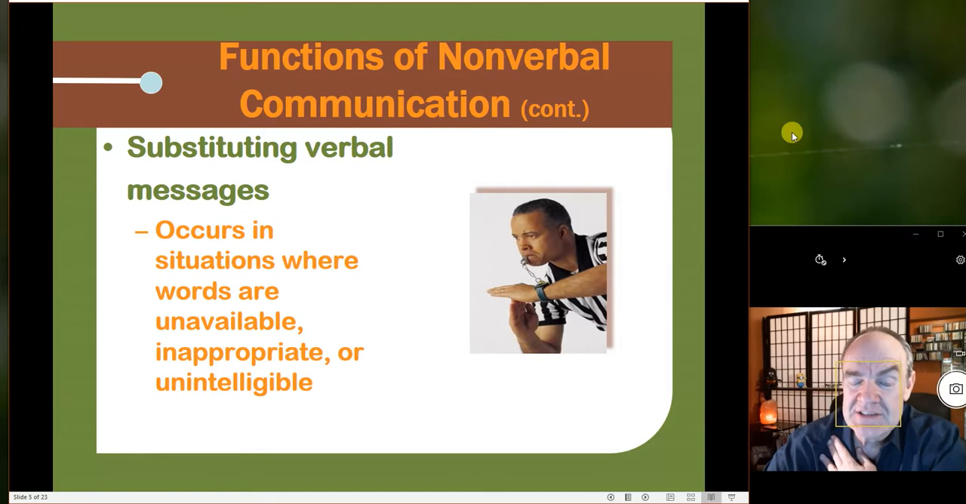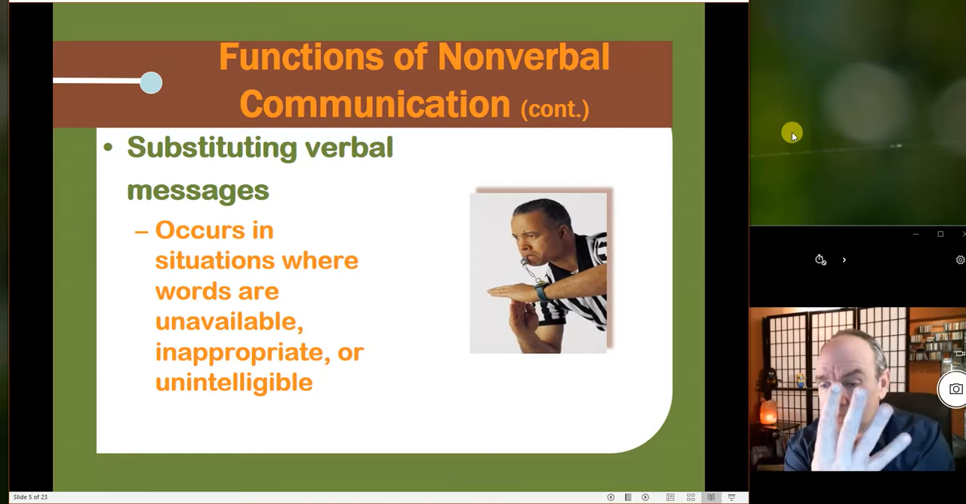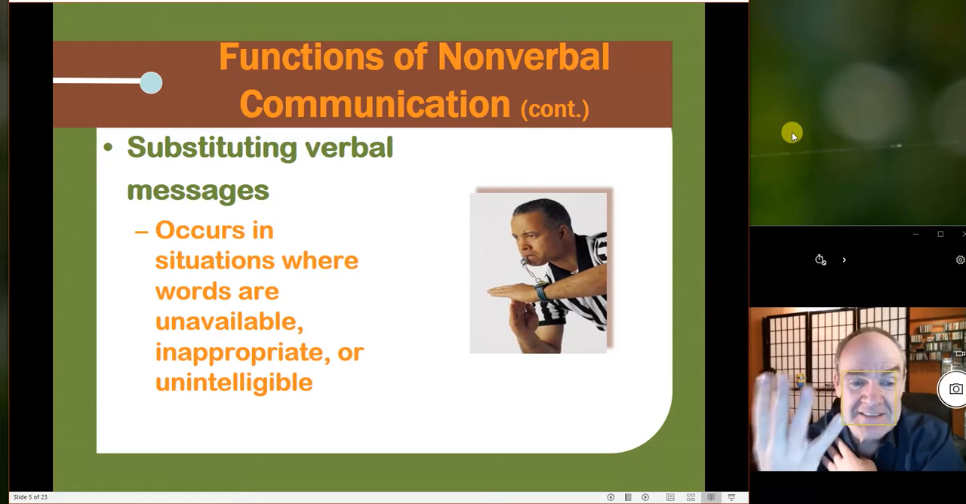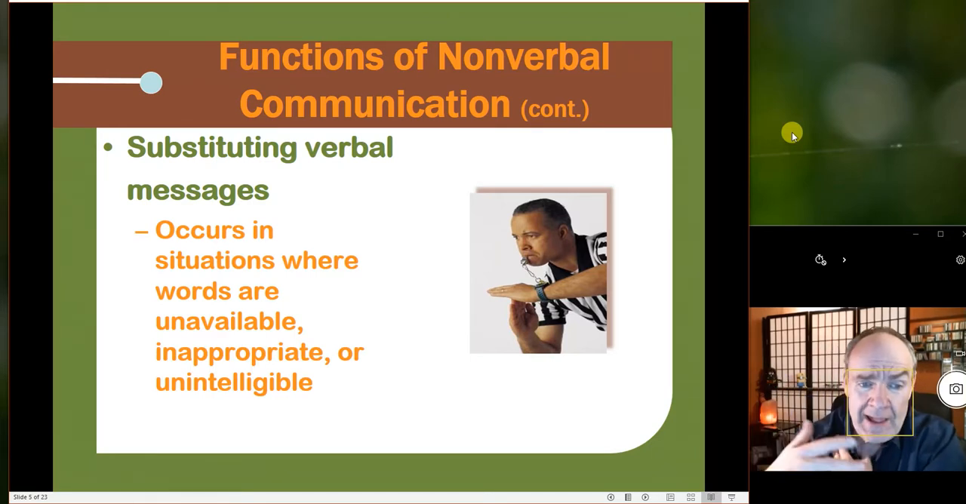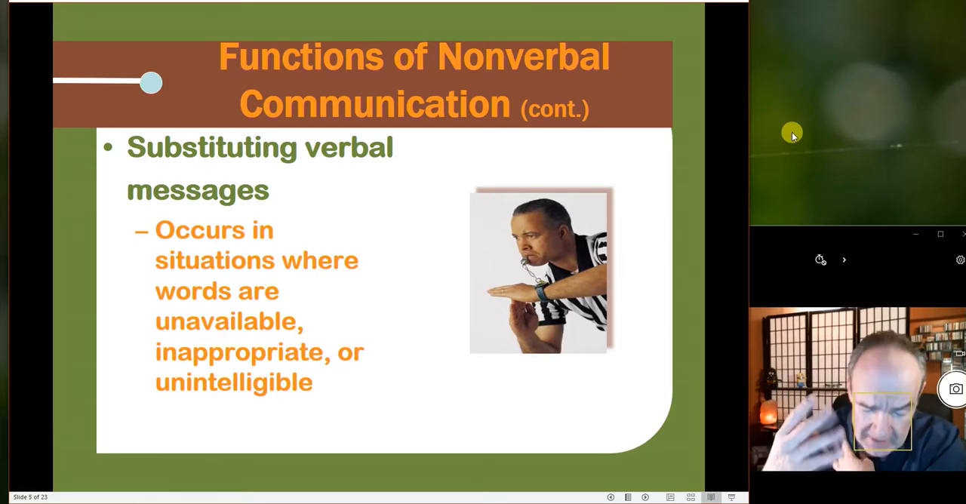Substituting verbal messages are, of course, a lot like this umpire is doing with hand signals, telling them what's going on. You could say we have 4, there we go, 4 tests in this unit, and it will show how we could substitute it. There's a bunch of tests in this unit. It's not the best example in the world, but let's go with that.